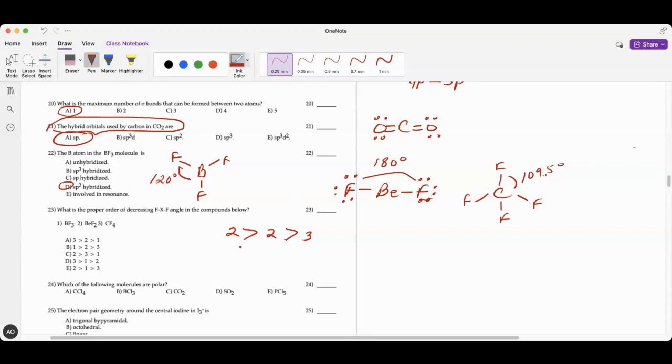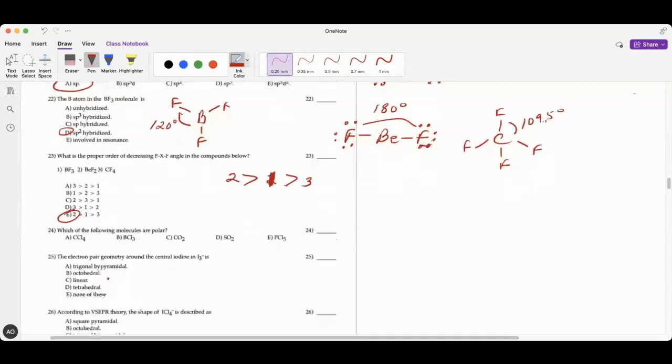Let's see, we have 180, so BeF2 is number 2, and then we have the 120, that'd be the BF3, number 1, and then CF4 is number 3. So the order is 2, 1, 3, and the answer here would be E. Okay, that was number 24.